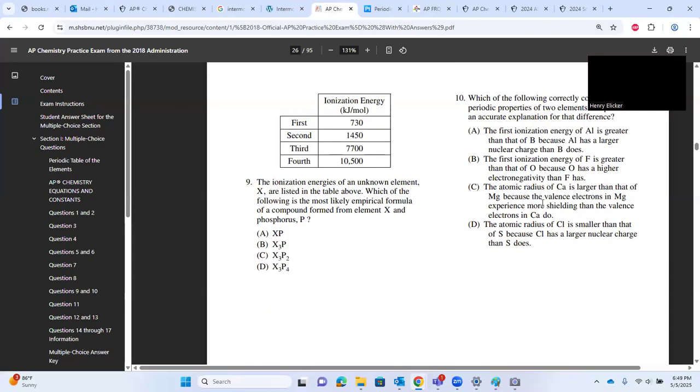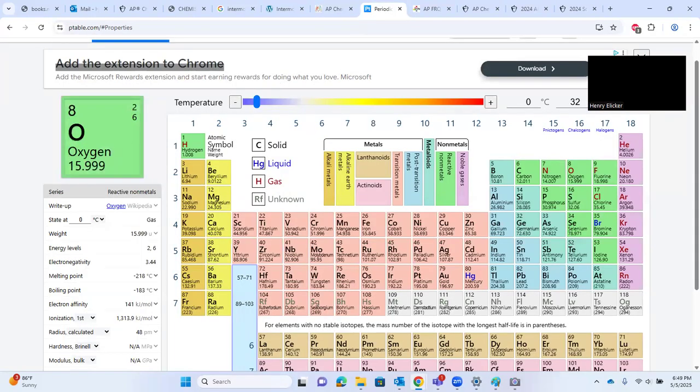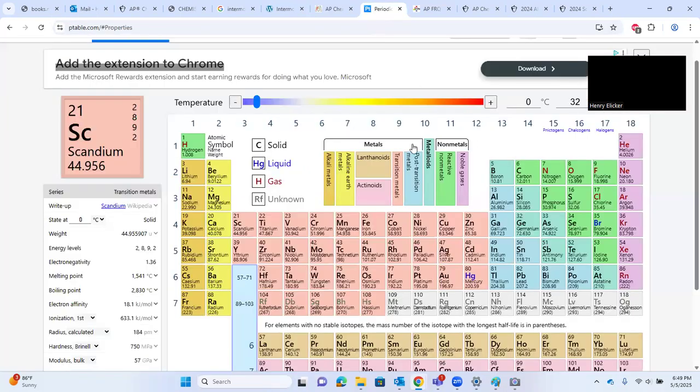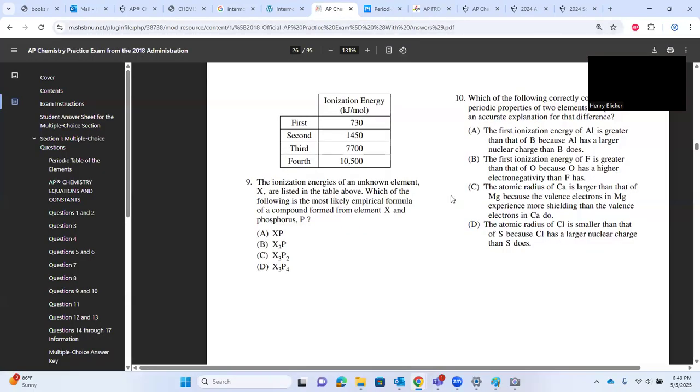The atomic radius of calcium is larger than that of magnesium because the valence electrons of magnesium experience more shielding. Well, C is actually the right trend, the atomic radius trend. As you go down and to the left, the radius gets bigger. But it isn't true that magnesium has more shielding. What that means in shielding is you have your nucleus, and then around it, the electrons are pulled into the nucleus. And the outermost electrons don't feel as much of an effect as the inner electrons because they're farther. Coulomb's law: the closer you are, the more effect you feel.